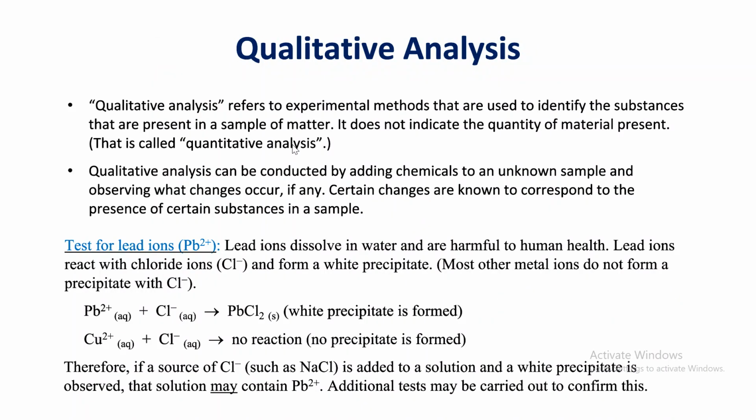Qualitative analysis now. This lab is important because we use it to track whether the reaction has gone to completion based on analyzing the ions in the sample. This refers to an experimental method that is used to identify the substances that are present in a sample of matter. This does not indicate, however, the quantity of material present. This is just a qualitative analysis.